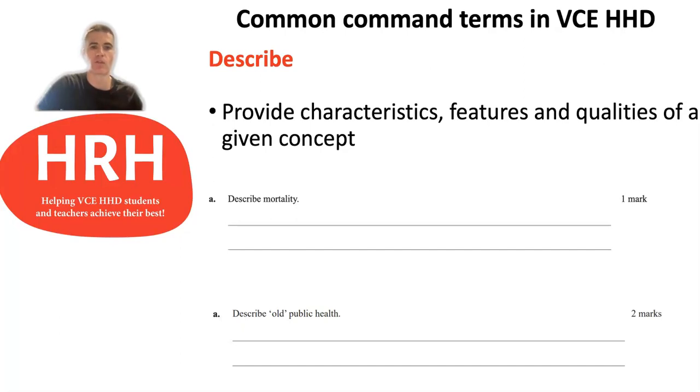So you can see there, describe mortality, with 1 mark, but then the next one down there, describe public health. So sometimes these questions could be worth 1 or 2 marks, and that really dictates how much information you should provide in your answer. I'd always say to my students, if it's worth 2 marks, you should be writing 2 separate sentences that have each got a separate idea or a separate feature to ensure that you're going to be able to hopefully achieve those 2 marks.